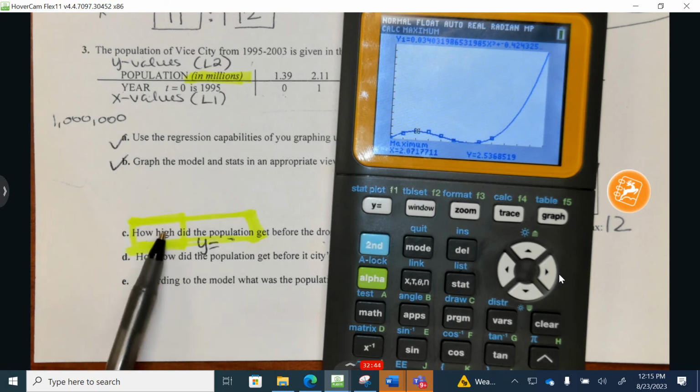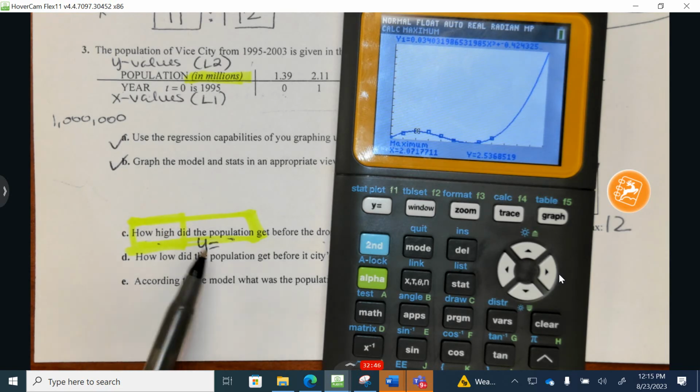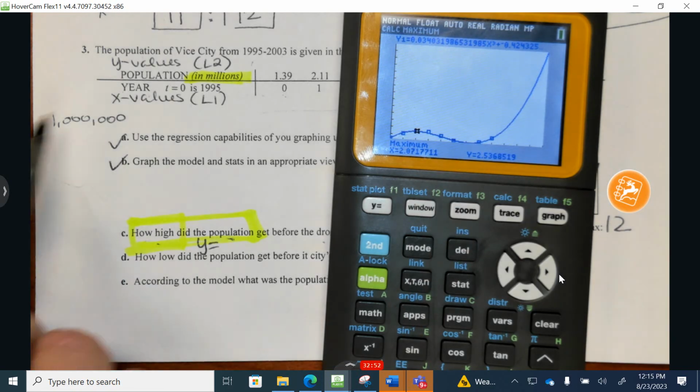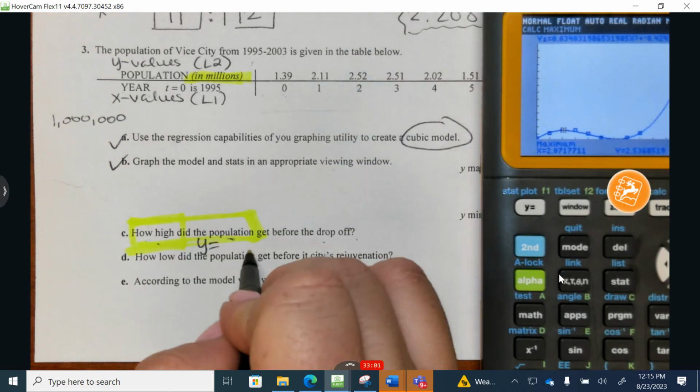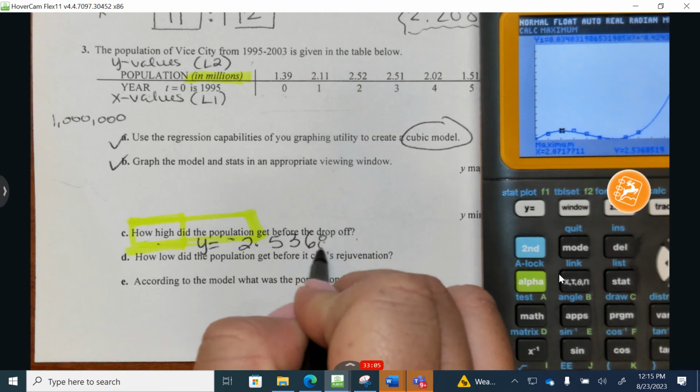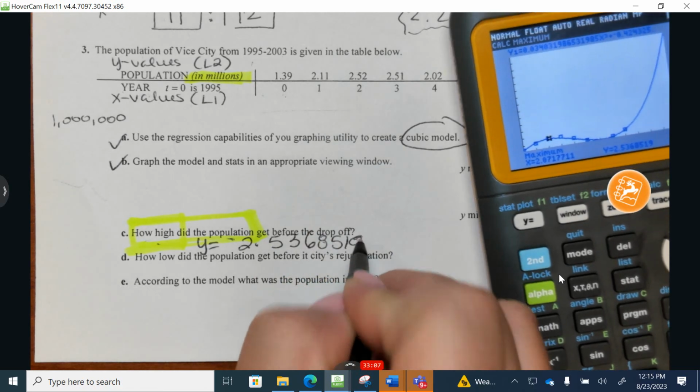Now it says how high. We want to know the y value. If you simply write 2.53, you're going to be wrong. Come back up here. What does y value have to be in terms of? All that means is take that decimal and go 6 places to the right. So I'm going to do this slowly for anybody that's confused. 2.53685519. That's what we have.